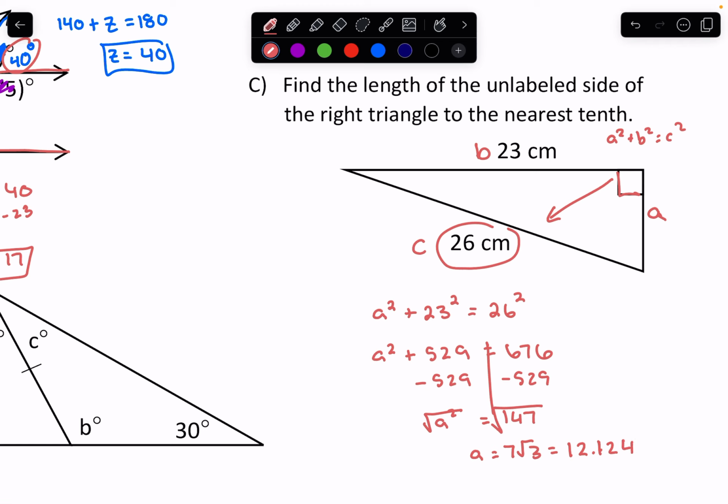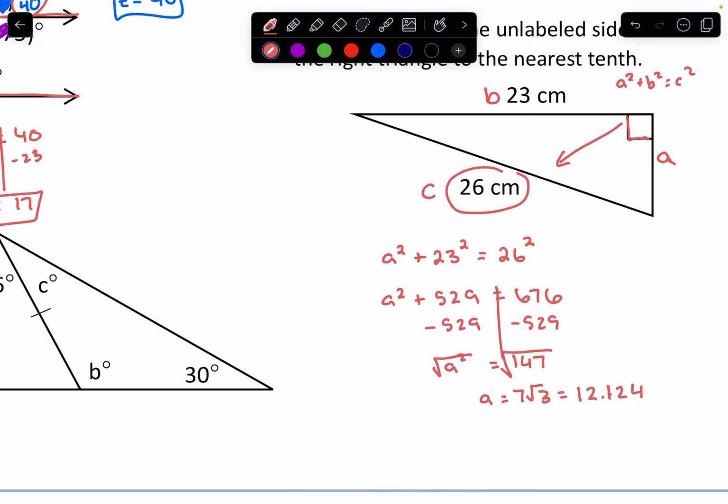Now, theoretically, when you were taught last chapter, when you square root doing railroad tracks, you also will get negative 7 root 3 and negative 12.124, right? You get 2 answers. Because A is the length of a side of a triangle, we are going to go ahead and ignore that answer. Even though technically it solves the equation, in the context of a story problem or a geometry problem where the length is always going to be a positive number, we've got to use the positive answer on that problem.